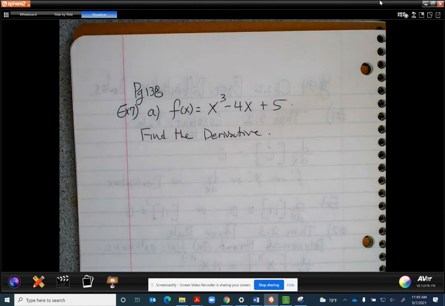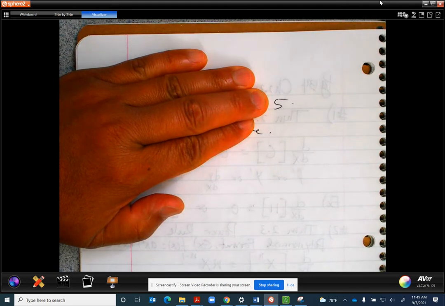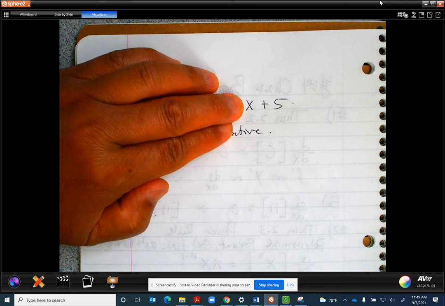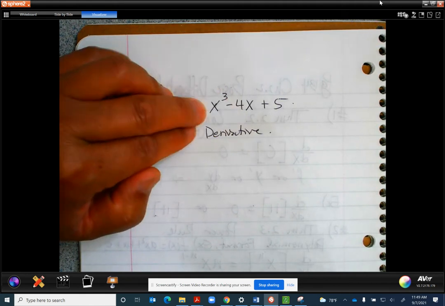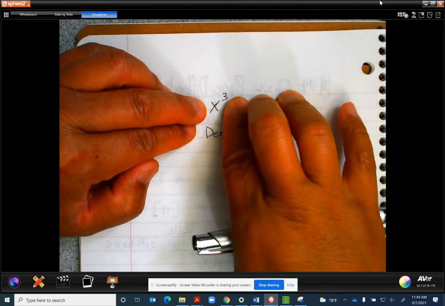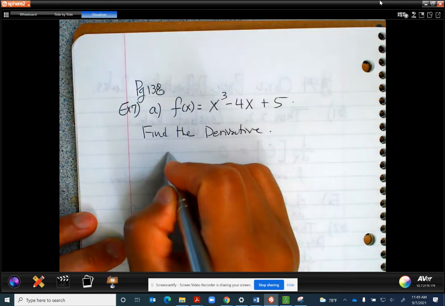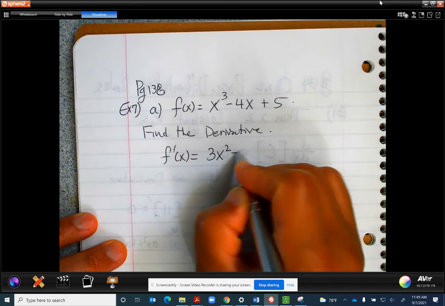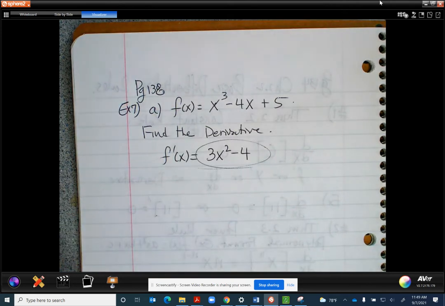All right, I gave you a few seconds to think about this. Look, if I cover this, there's a constant 5. What's the derivative of constant 5? 0. Here, look, there's 4x. If I cover the 4, there's x. What's the derivative of x? 1, so negative 4 times 1, which is negative 4, right? And there's x to the third. What's the derivative of x to the third? 3x squared. That's it. So your derivative is f prime of x is equal to 3x squared minus 4 plus 0, but we're not going to put any plus 0, and this is your derivative.